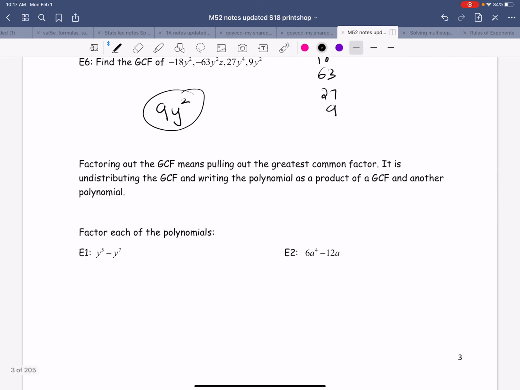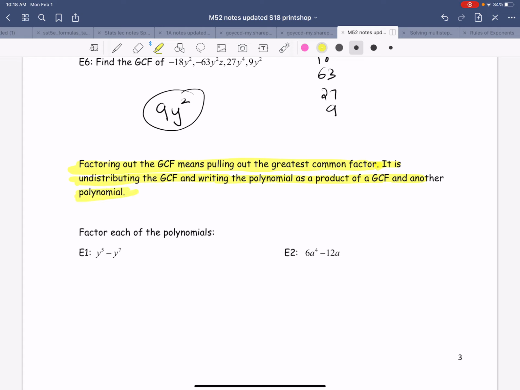Factoring out the GCF means, and this is really important, whenever you see a polynomial that needs to be factored, it says factor the polynomial. That means you pull out the GCF first. That's the first step in factoring. Look for a GCF. Is there a greatest common factor in the polynomial? If there is one, take it out. It is undistributing the GCF and writing the polynomial as a product of the GCF and another polynomial.